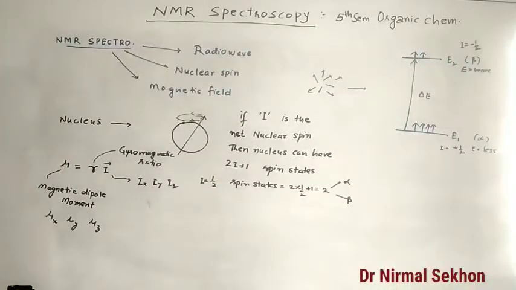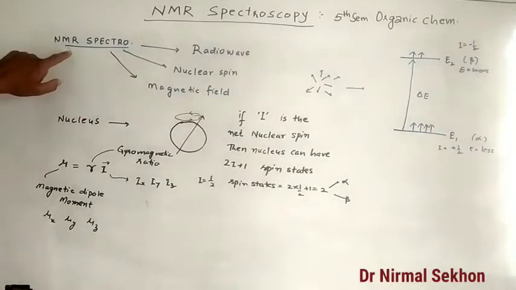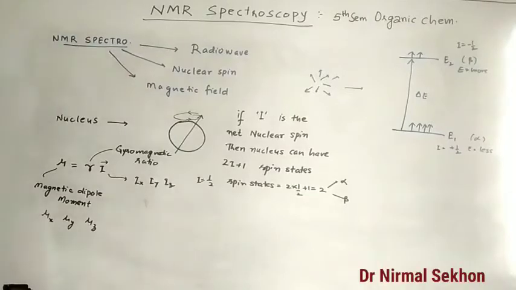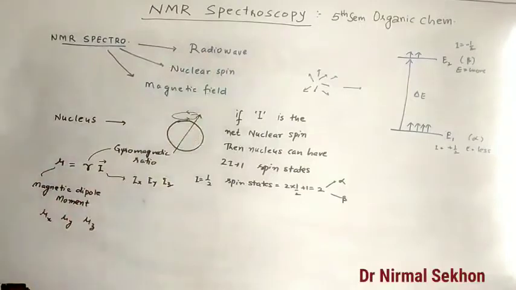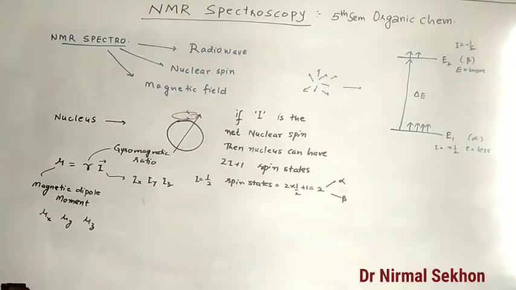Good morning. In this lecture we will further try to understand NMR spectroscopy more deeply. NMR spectroscopy, as we studied in the previous lecture, is a combination of three things. We use radio wave radiation, electromagnetic radiation, of a fixed wavelength. Then we studied the nuclear spin.